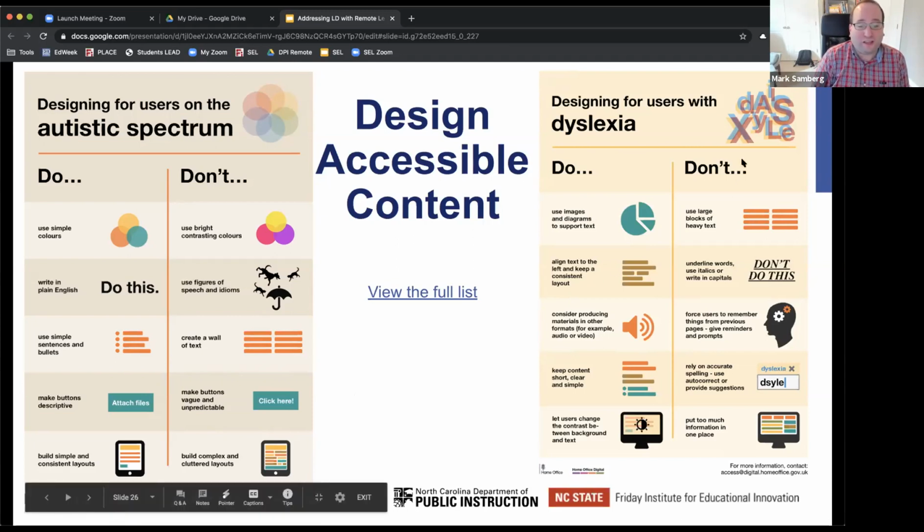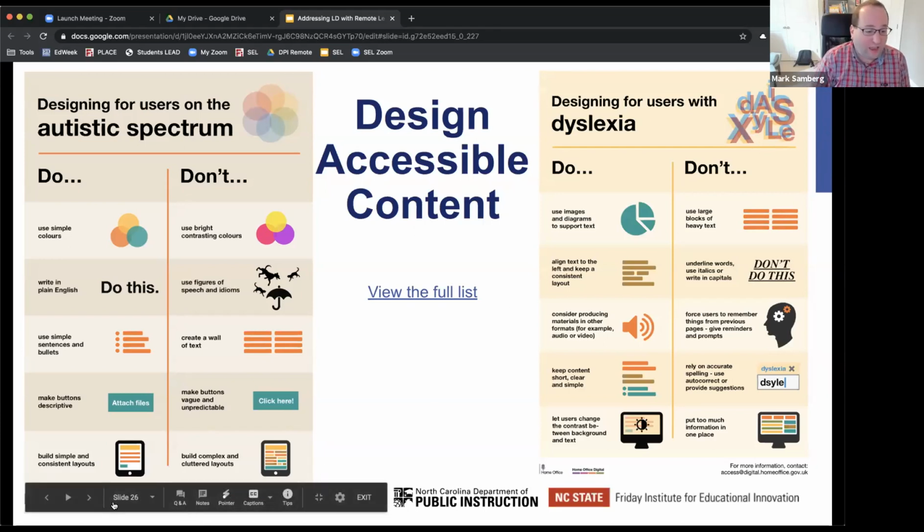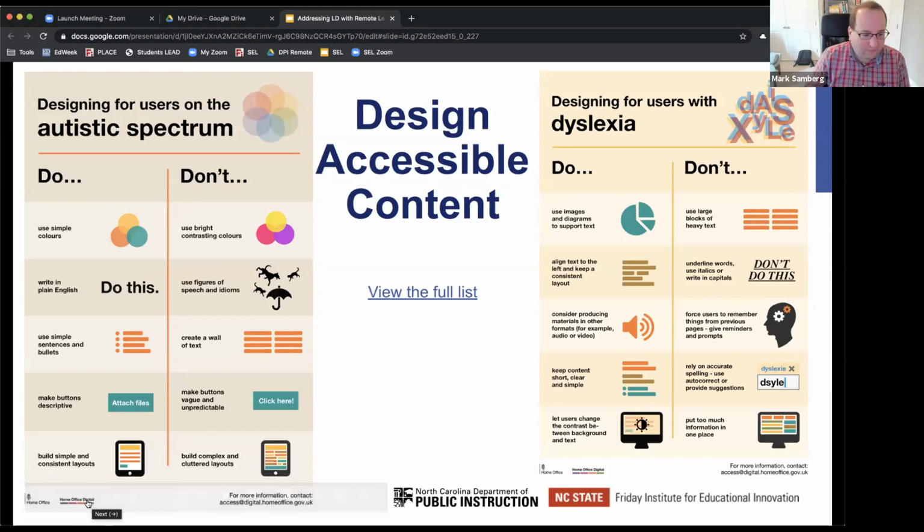For students with dyslexia, use graphs and images to support text, keep your text left justified, and have your text able to be read aloud. Let students change the contrast. If you have a website, let students change the contrast between the foreground and the background. I'm going to share my screen for a moment as we go to the next slide, Alex, if you don't mind. Sure.